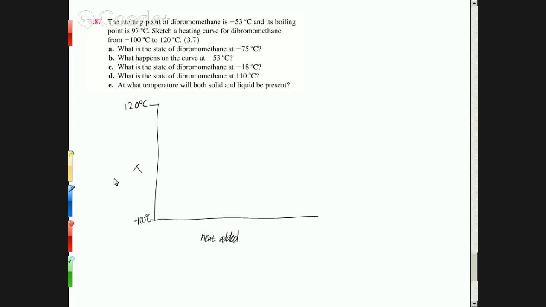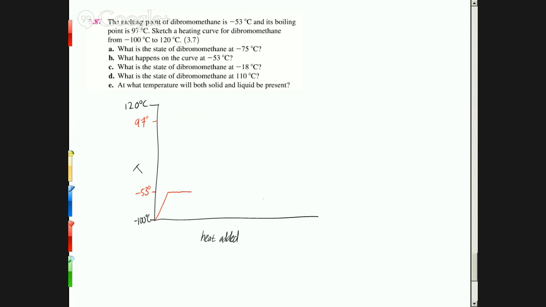Melting and boiling point. So that would be minus 53 for a melting point. It's about, I don't know, here. And boiling point is 97. We'll say that's about here. So those are the points at which we're going to add heat or add energy without changing temperature. So we're going to change temperature as we heat up the solid dibromomethane to its melting point. Then we add energy without changing temperature because that energy has to go into actually melting the solid.